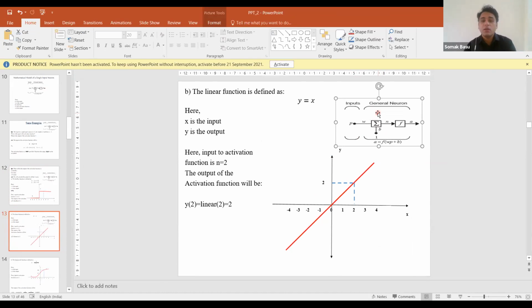Say in the second example, this time the activation function is not a hard limiting function, but it is a linear function. How is the linear function defined? Y is equal to x. Again, maybe in your school level or college mathematics, you would have read about the equation of the straight line y is equal to mx plus c. The linear function is nothing but y is equal to x. Whatever is the value of x, you get the same value for y. In this case, the activation function is y is equal to x, a linear function.